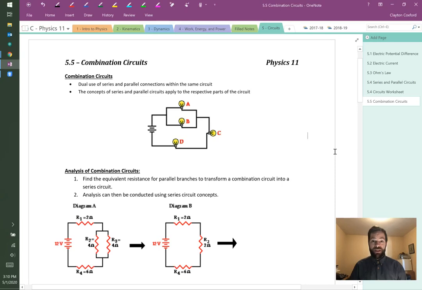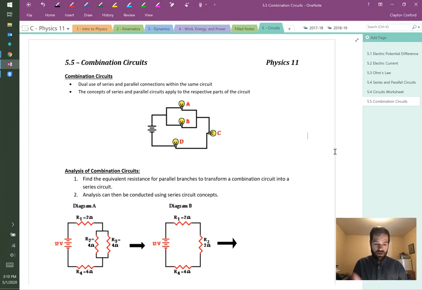Hi everyone. In today's video, we are going to be looking at combination circuits. So a combination circuit is simply a circuit that has both parallel and series elements within it. And so to analyze that type of circuit, we need to remember everything about how to analyze series circuits and everything about how to analyze parallel circuits and apply those concepts to their respective parts.